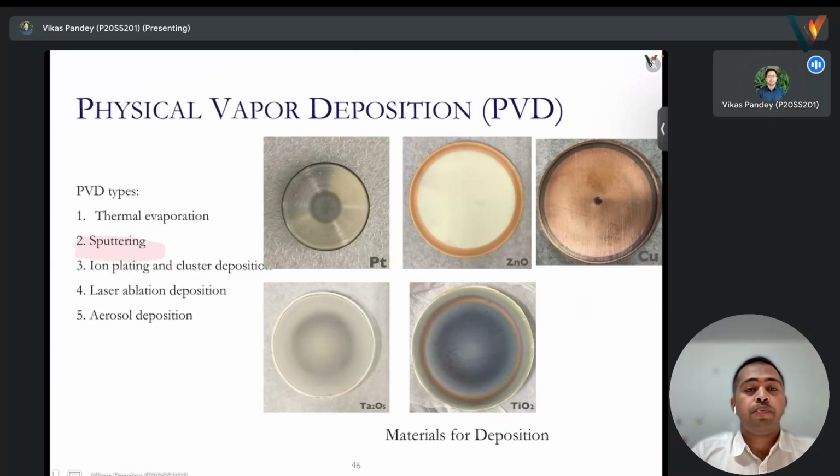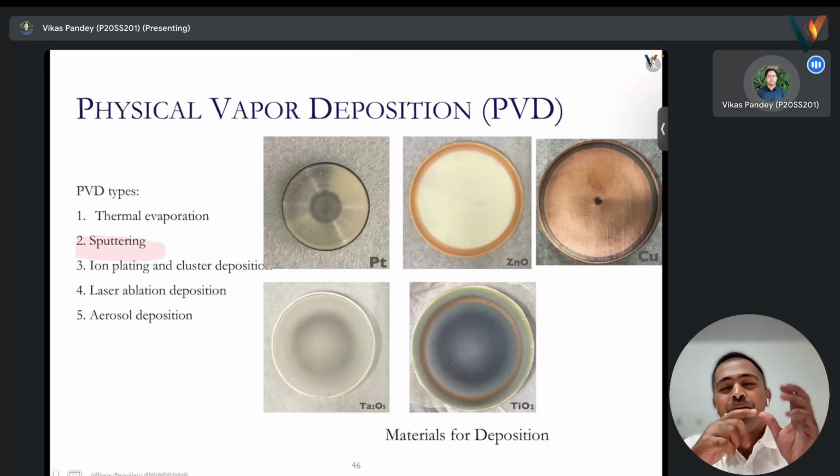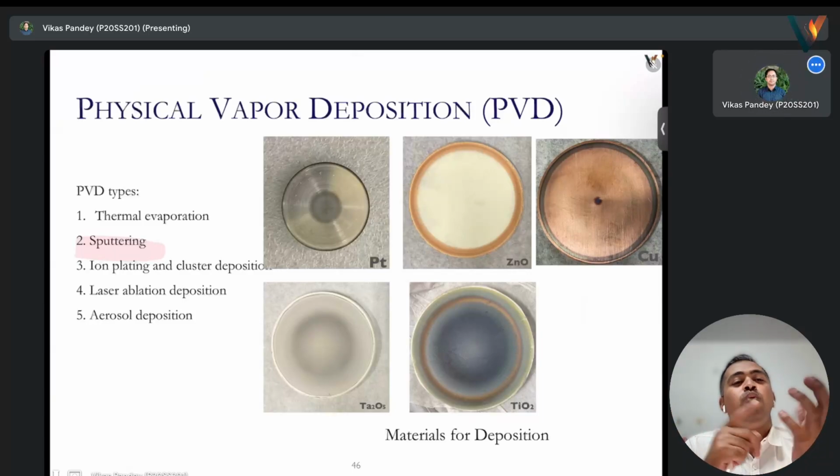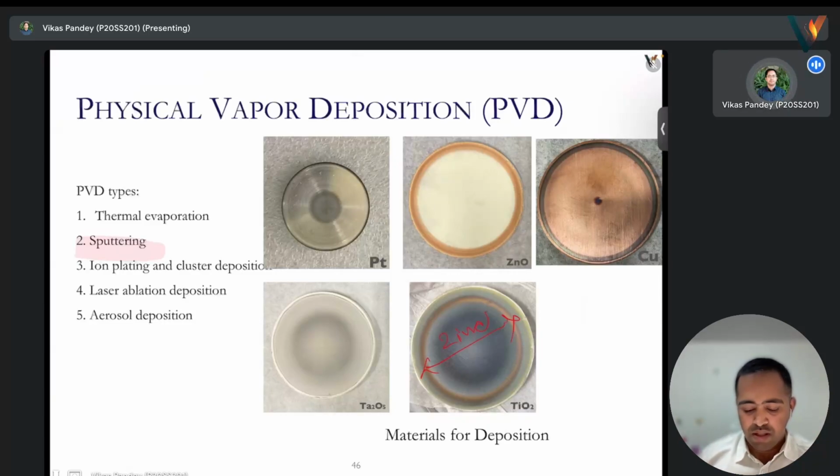In that case, the material was in the form of small pellets and powders so that it can be evaporated. Now, in case of sputtering, the materials are to be formed as a target, like a coin kind of form, a big coin kind of structure. These are 2 inch. This Pt is 1 inch.